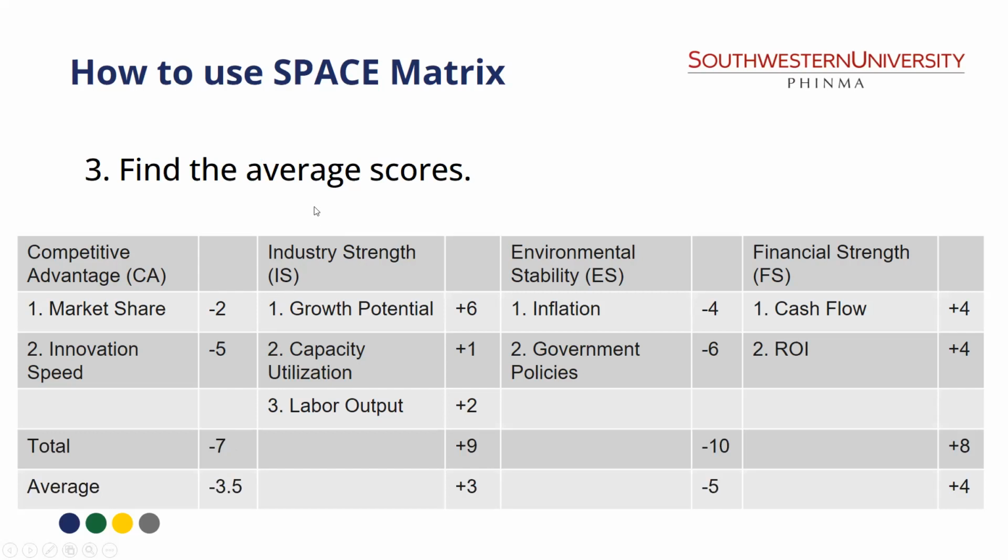Now, we will find the average scores. We would find the mean average scores lang yan. So, i-add mo lang yung mga scores or yung mga ratings that you have come up with, then divide it by the number of factors. So, sa average natin, sa CA, we have an average of -3.5. Sa IS natin, +3. Sa ES natin, we have -5 and FS of +4. These values are actually your coordinates that will be used to plot in the following slide.